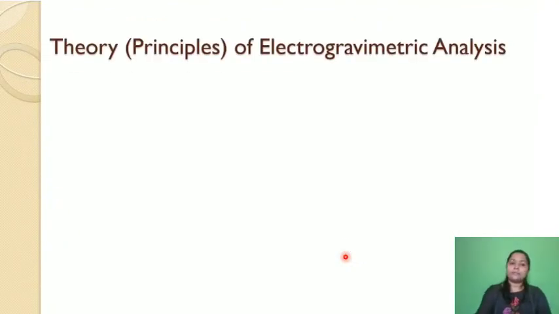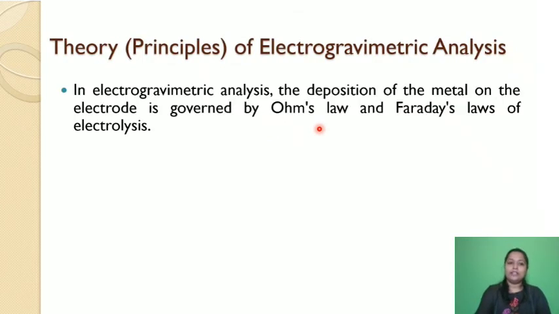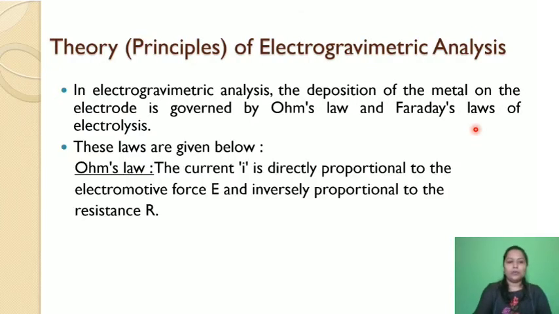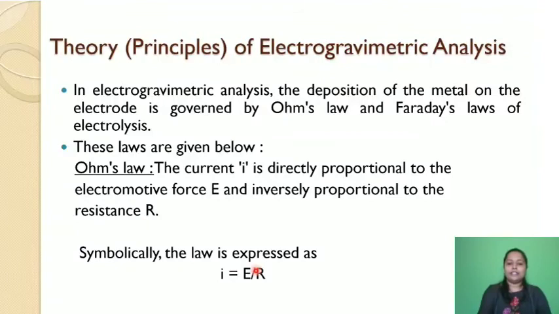The next point is the theory or principles of electrogravimetric methods. In electrogravimetric analysis, the deposition of metal on the electrode is governed by Ohm's law and Faraday's law. First, Ohm's law. The statement of Ohm's law is that the current I is directly proportional to the electromotive force E and inversely proportional to the resistance R. That is, I is equal to E by R. Current is directly proportional to the EMF and inversely proportional to the resistance.